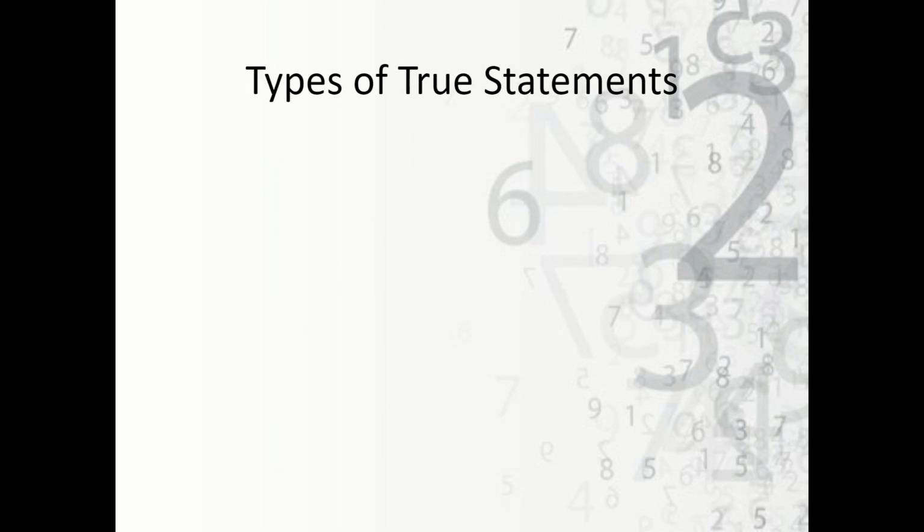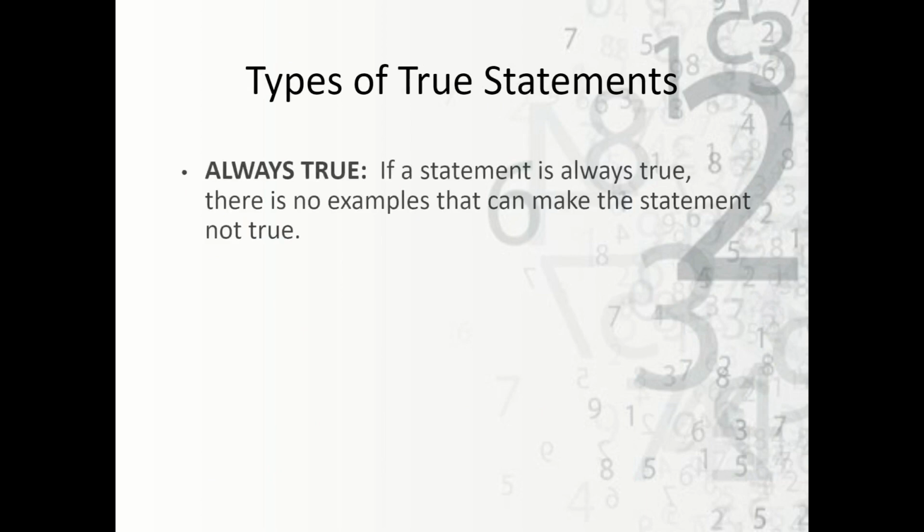Now let's talk about the types of true statements. There are 3 types. The first one is always true. A statement is always true if there are no examples that can make it not true. So for instance, the sun comes out today. That's always true. It may be overcast, but the sun is still out. So that's an always true statement.